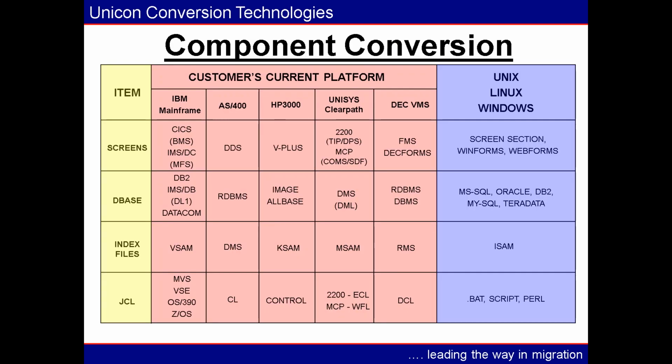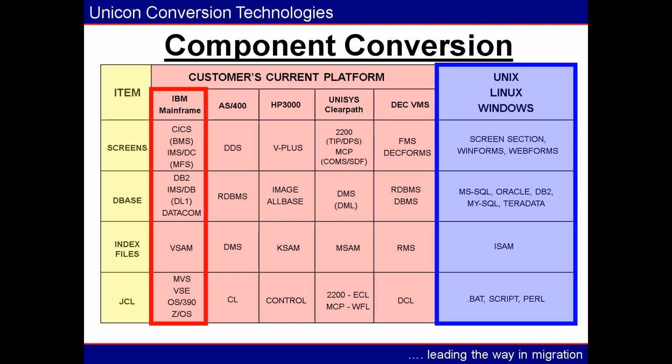We have the conversion tools to convert the customer's current platform components to the customer's chosen new platform components. This slideshow discusses the example of when the customer wants to move the applications from his IBM mainframe to Windows. But this is only an example of the many different migration projects that Unicon has performed, each one tailored to meet the unique needs of each customer.